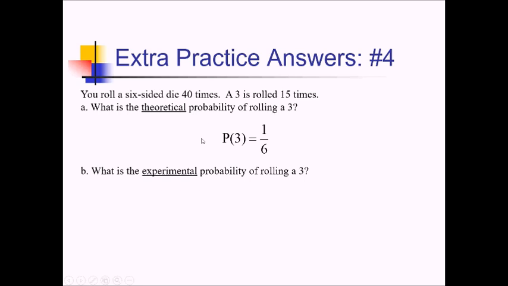But now when we actually did this 40 times, we got a 3 15 times. So our experimental probability is going to be the number of successes over the number of tries that actually happened. So for our total number of possible outcomes, we use the number of tries, which was 40. And for the desirable outcomes, we use the successes, which was 15 times that we rolled a 3. So 15 out of 40 is our experimental probability. And we could reduce this by 5s to be 3 over 8.